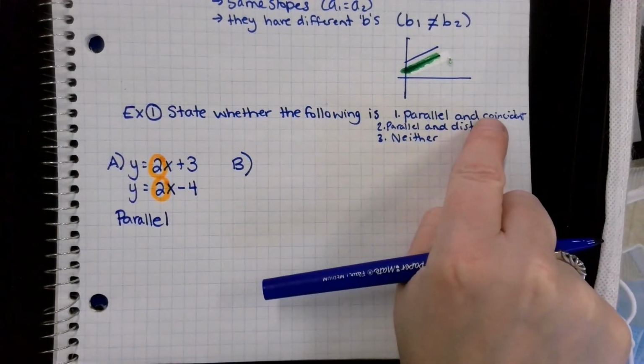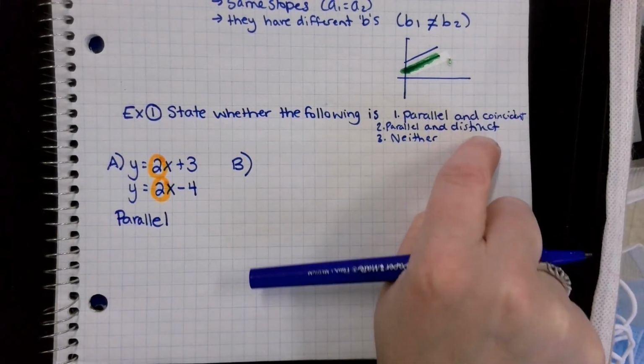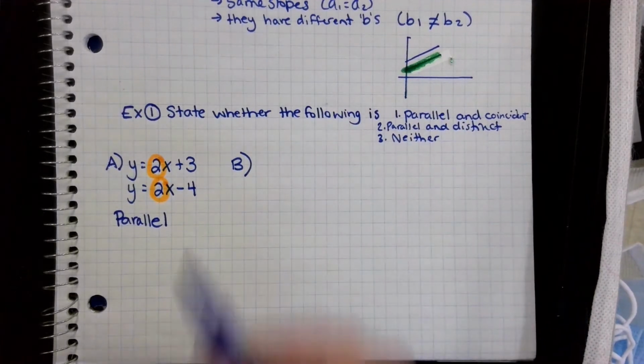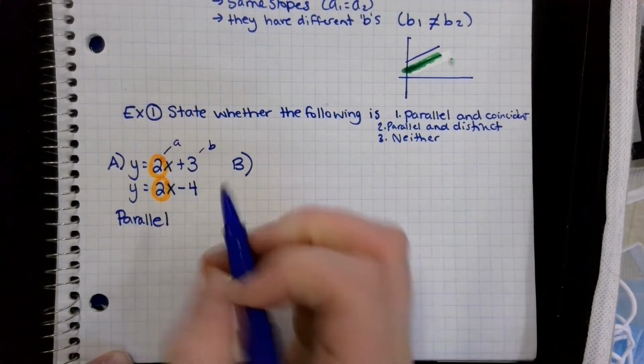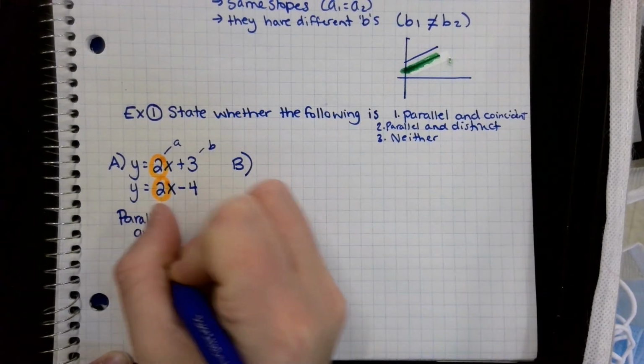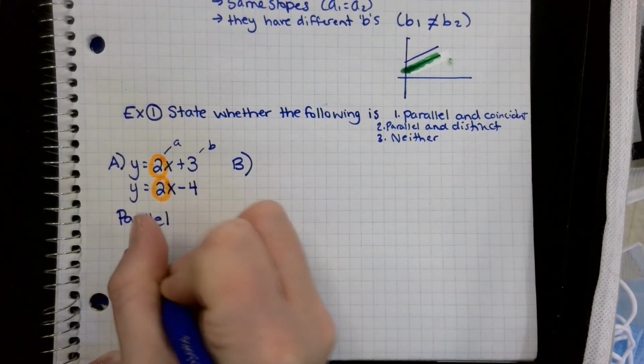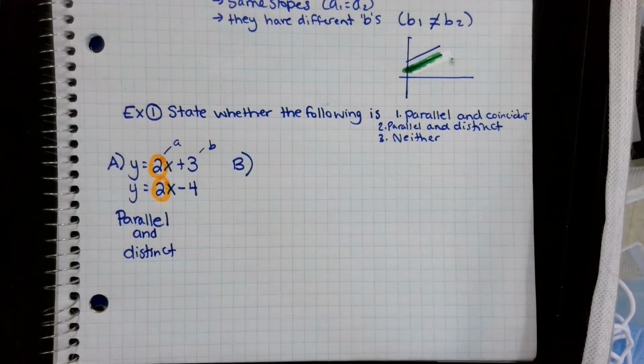Now we have to decide then if they have the same B or different B's. So look at the number beside it. So these are the A's. Perfect. And the B's you can tell are different, so therefore it's parallel and distinct. Perfect. Done.